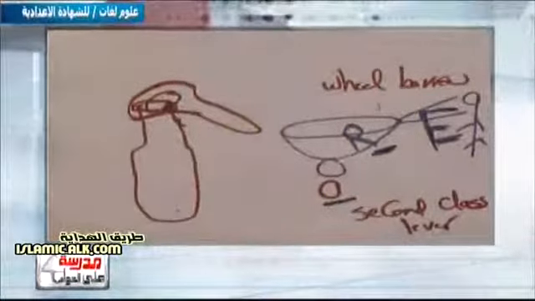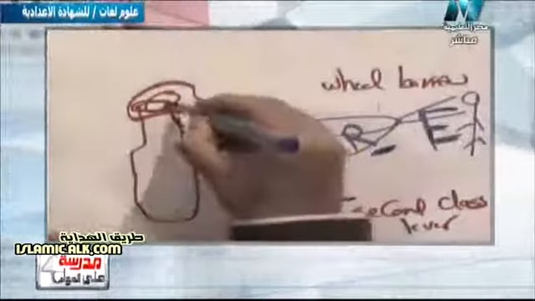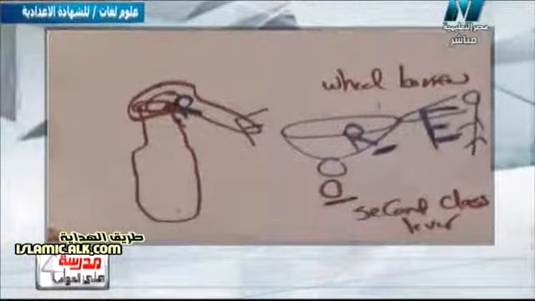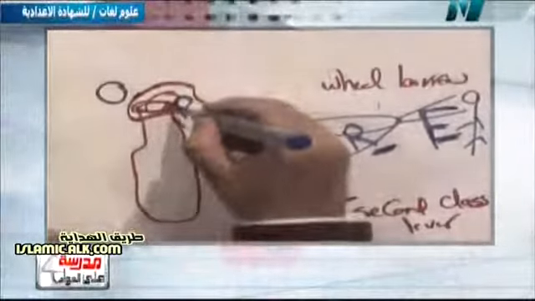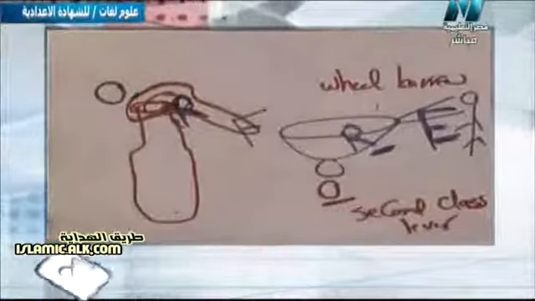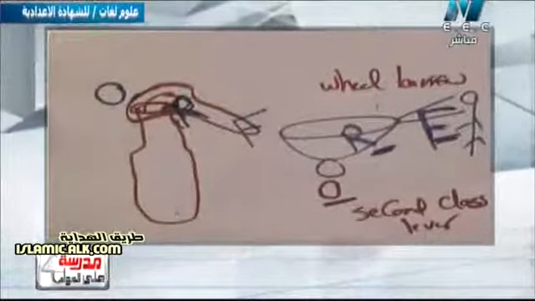So where is the effort force? Effort force will be here at my hand. The resistance will be here at the bottle. And where is the fulcrum? The fulcrum will be here. So which point is in the middle? It will be the resistance. So surely it will be the second class lever.